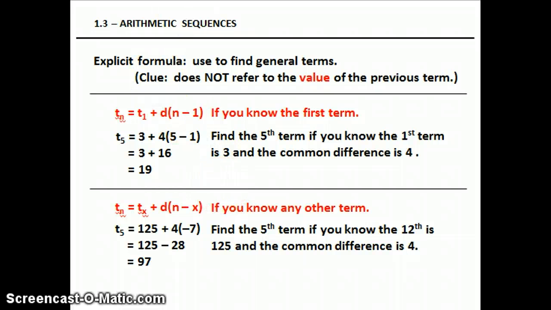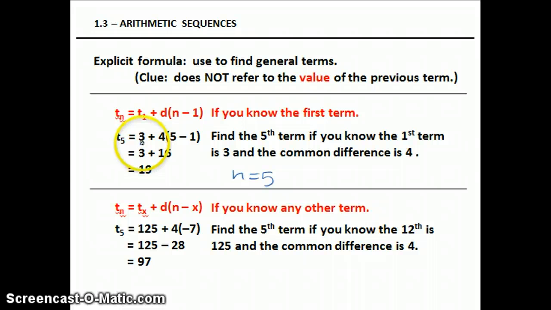So basically, what we have here is, if you're just going to find general terms, we're going to use the explicit formula, and here's the one. If you know the first term, this is what you use. So if we're going to find the 5th term, that means that n is going to equal 5. And if we know our first term is 3 and our common difference is 4, then that's all we need to know. All we have to do is plug everything right in here.